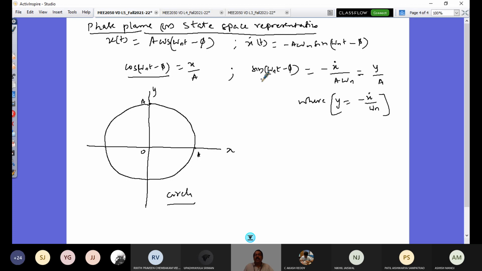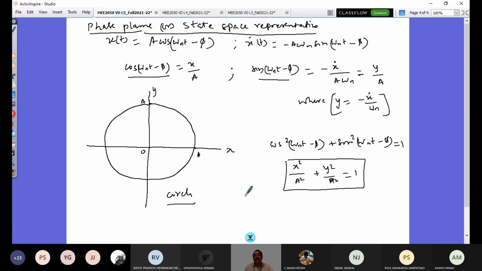And this circle can be represented simply by this. So I have the cos term and the sine term. So it is simply cos squared omega nt minus phi plus sine squared omega nt minus phi, which is equal to 1. So I would have x squared by a squared plus y squared by a squared equals 1. So what is this equation? This equation is a circle equation in the xy plane of radius a. This is a circle.